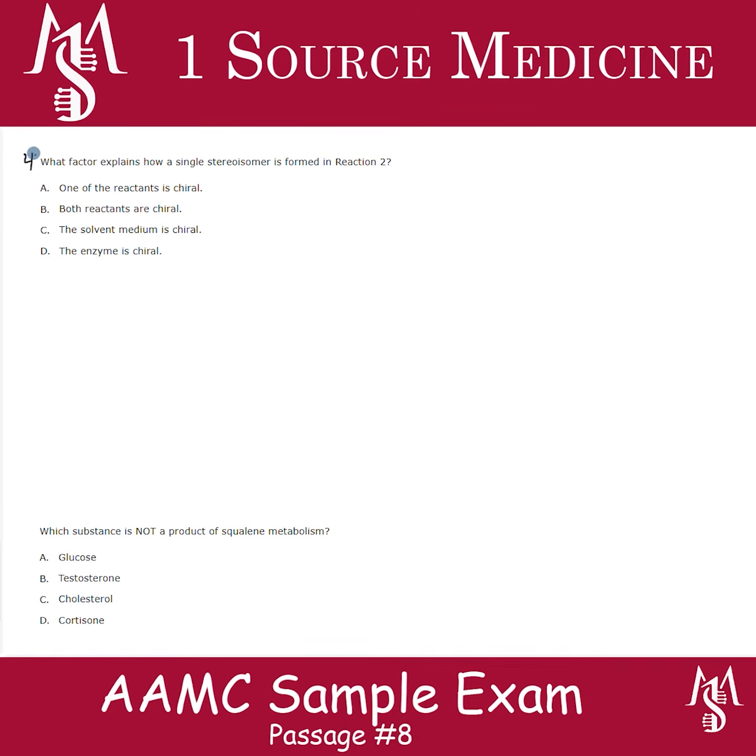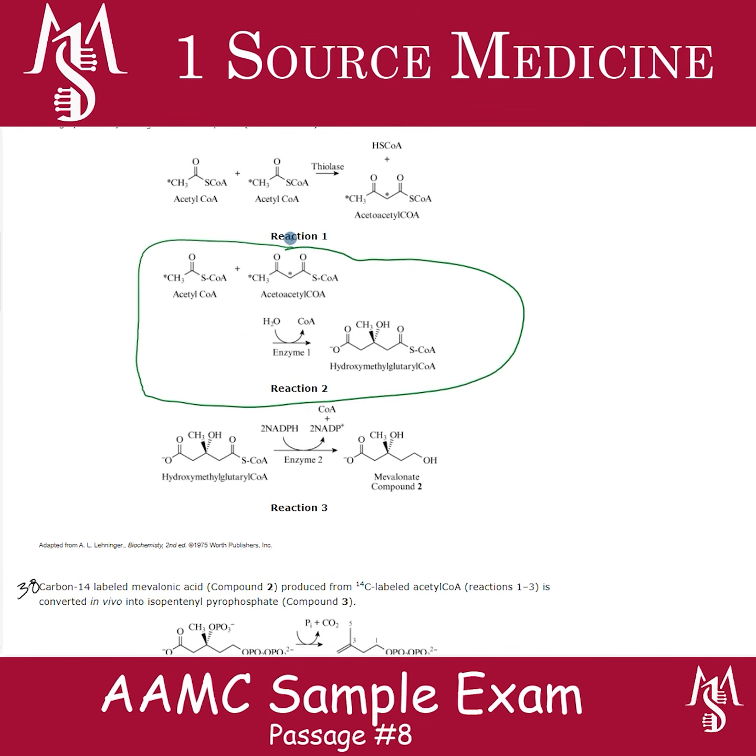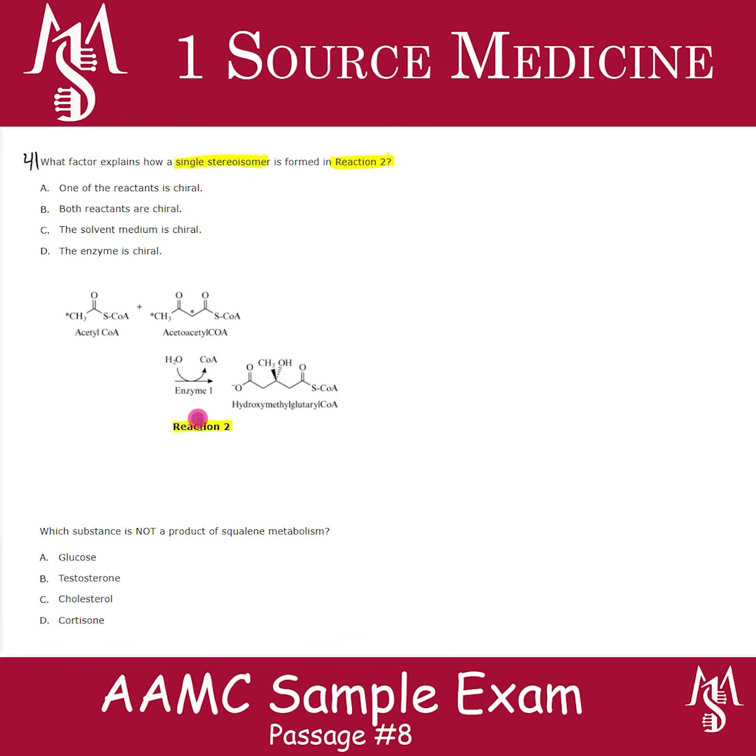Question 41 asks us what factor explains how a single stereoisomer is formed in reaction number 2. In order to get a good sense of the context for this question, we really need to investigate reaction number 2 again. So rather than scrolling back and forth continuously, we're going to go ahead and paste it right here below the question. At first, it appears as though you may need a deep understanding of the precise electron pushing mechanism of reaction 2 in order to answer this question.